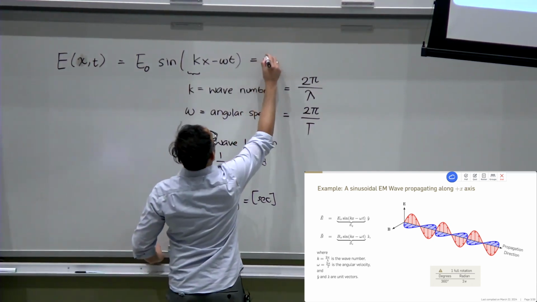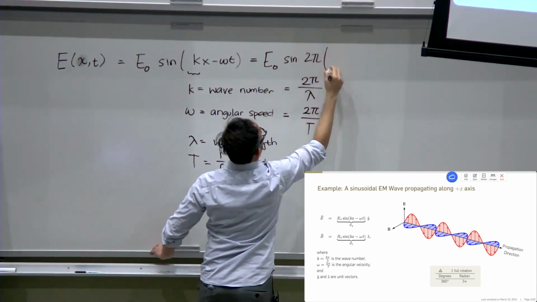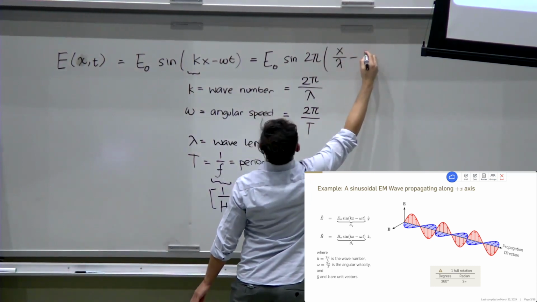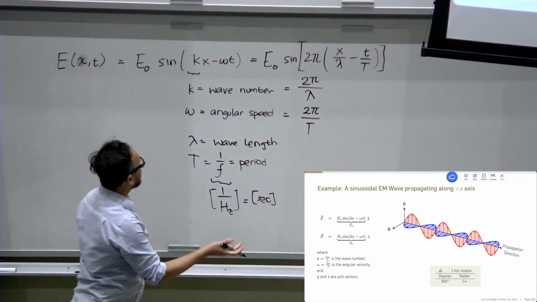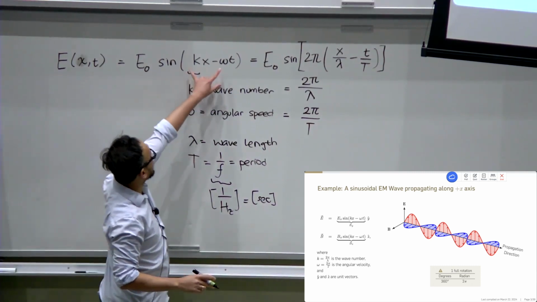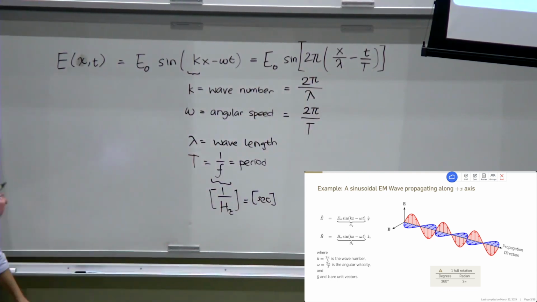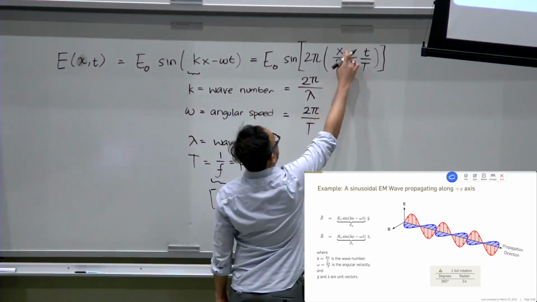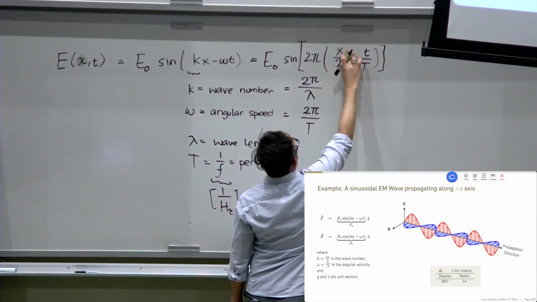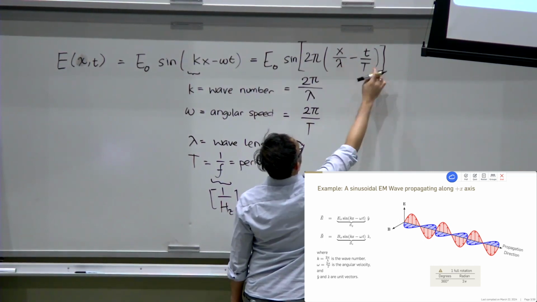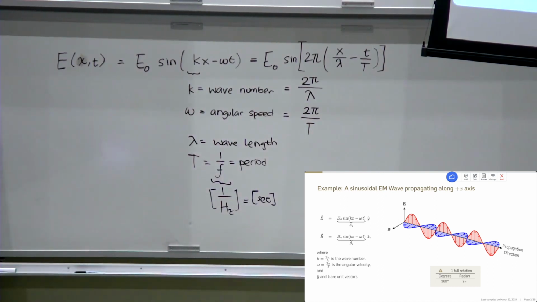In some books, I think this is how your textbook writes it: 2 pi times x divided by lambda minus t divided by T. Here they just take the 2 pi out of the expression inside the brackets, and then they can write the expression this way. Maybe that is easier for you. So basically, x will vary from minus infinity to infinity, but this is the ratio of x to the wavelength, and this is the fraction of time with respect to the period.